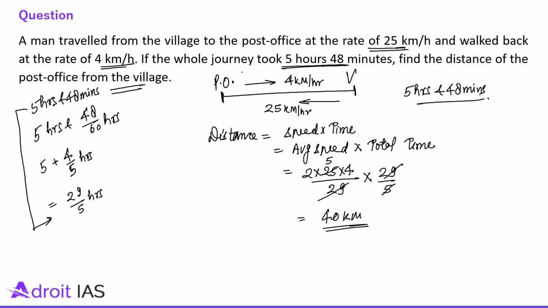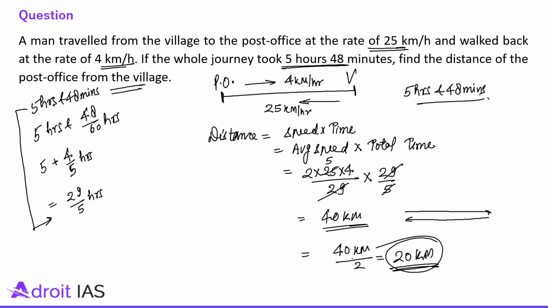The entire distance is to and fro. The man is going from village to post office and coming back from post office to village also. The total distance covered is 40. We need to find the distance only from one side, so 40 kilometers will be divided by 2. The correct answer would be 20 kilometers. So the distance from the village to the post office is 20 kilometers.